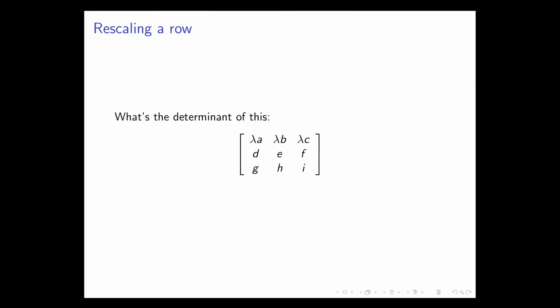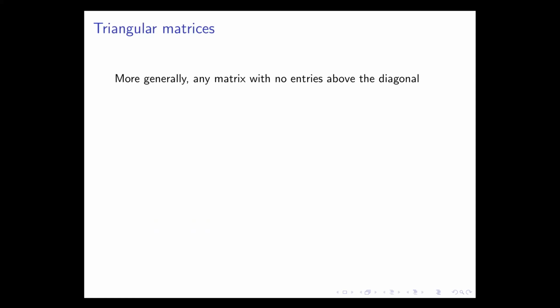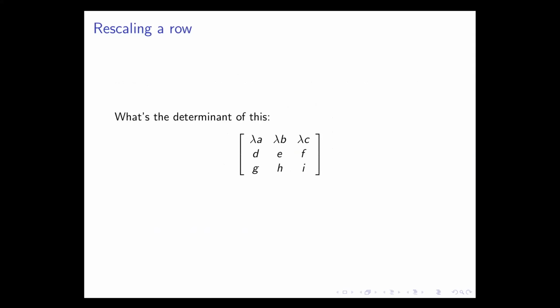Okay, now let's see what happens with the determinant if you do some elementary operations. So multiplying a row by a constant lambda. And then more generally, any matrix with no entries above the diagonal. Well, I believe the slide went. Yeah. So what is the determinant of this, right? So we rescale the row, right? So let's say matrix A was A, B, C, D, E, F, G, H, I, right?